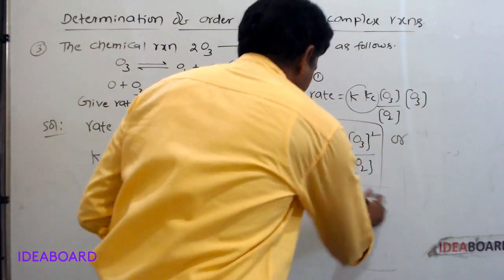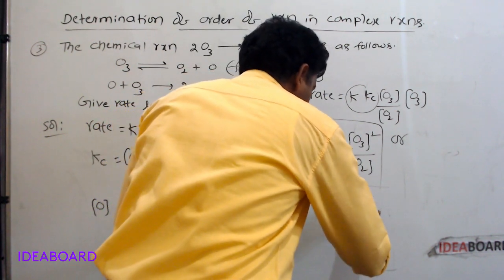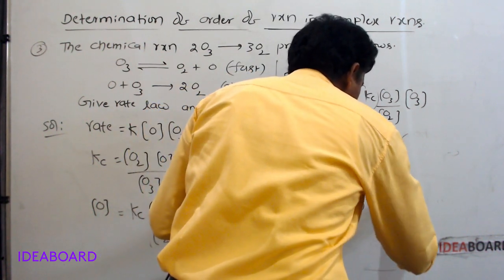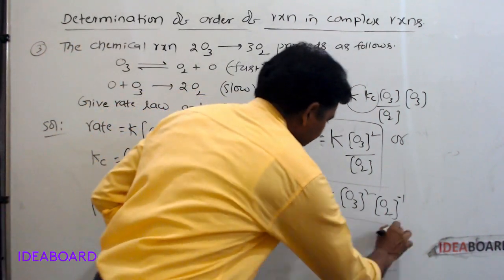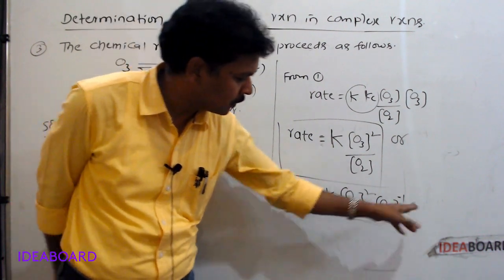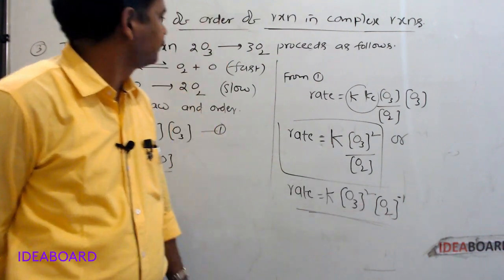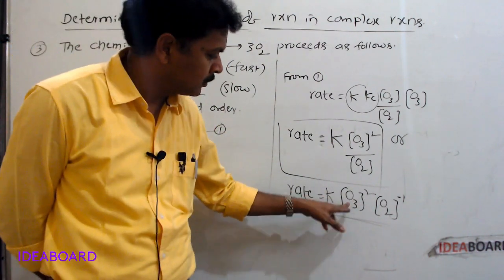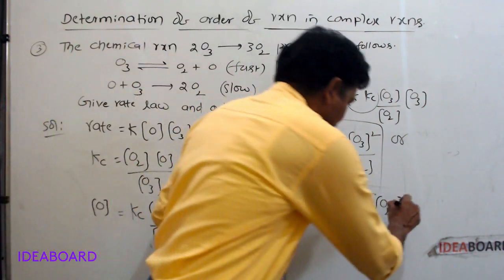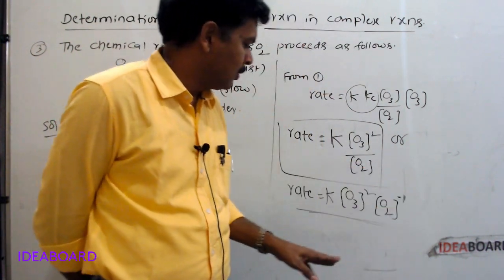Or we can write rate is equal to K into O3 concentration square into O2 concentration power minus 1. This is the rate law. So here order with respect to O3 is 2. Order with respect to oxygen is minus 1. Negative order.